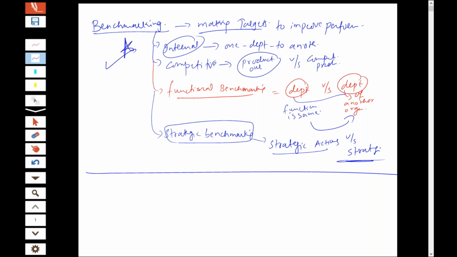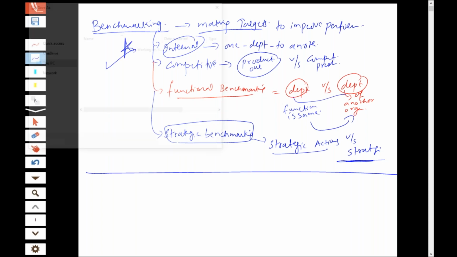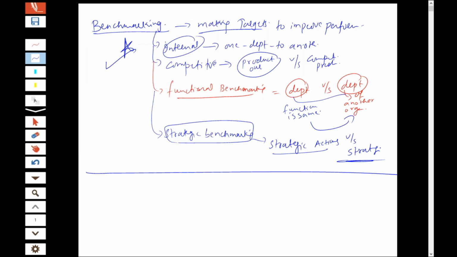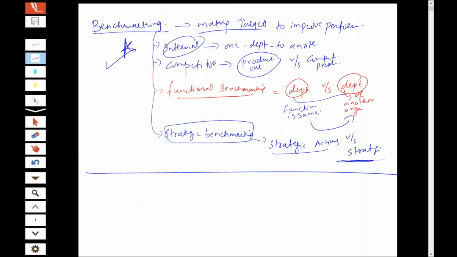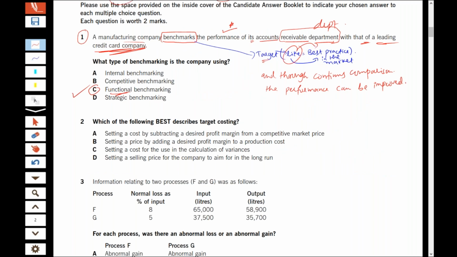Now, I have explained whatever I can related to this topical revision. Benchmark: this is a functional benchmarking, okay?